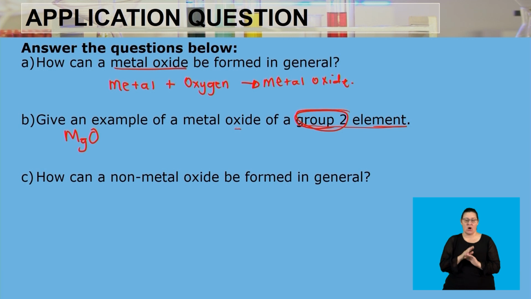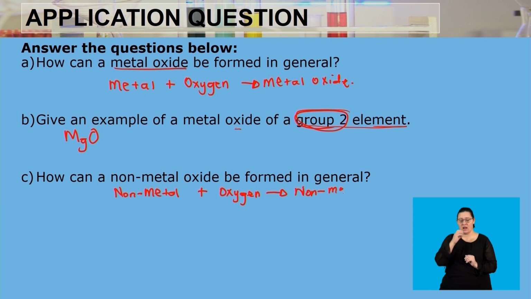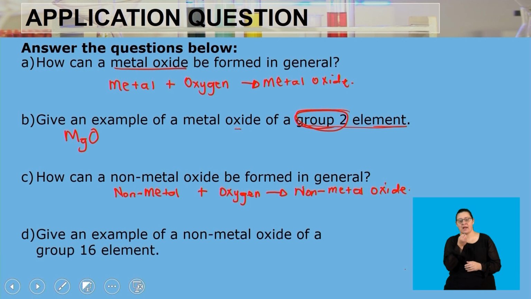So how can a non-metal oxide be formed in general? If a metal plus oxygen reacts to form a metal oxide, then a non-metal reacting with oxygen is going to give us the non-metal oxide. Then we need to give an example of a non-metal oxide of a group 16 element.